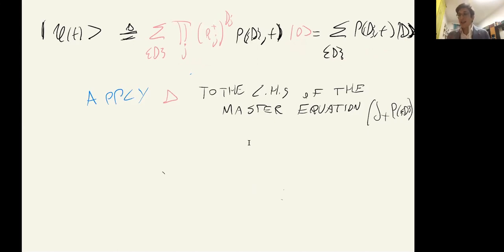And now let's see why this will become useful. So first of all, let's apply this thing, the pink operation that you saw.